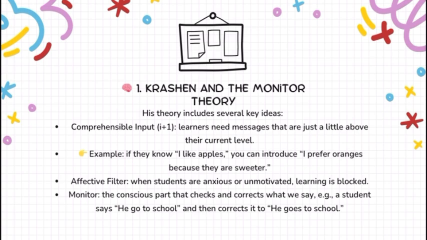Affective filter. When students are anxious or unmotivated, learning is blocked. Monitor. The conscious part that checks and corrects what we say. Example: a student says, "He go to school," and then corrects it to "He goes to school."